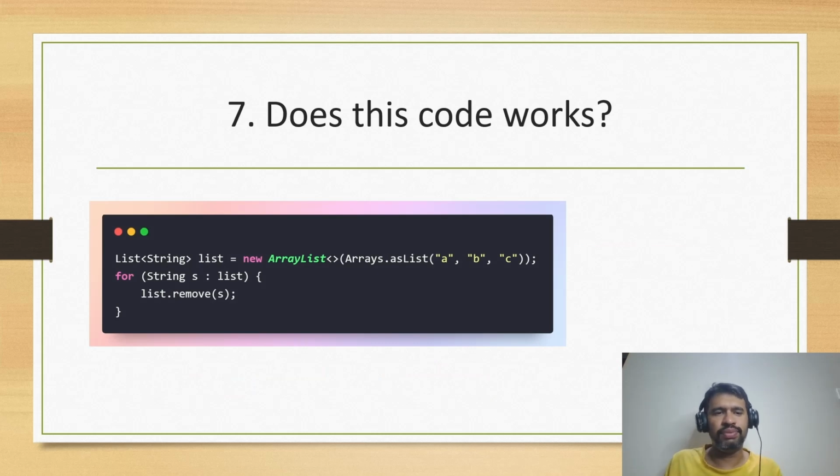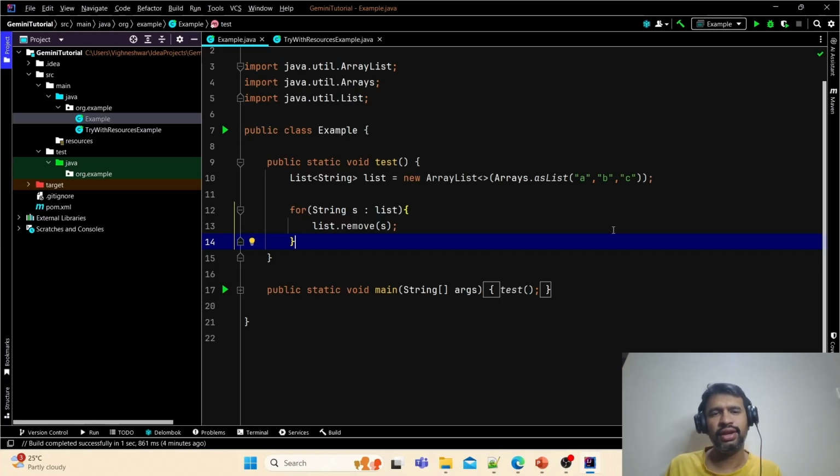So the question is simple here. We have an array list and we are trying to remove the element in the array list. So let's try to see how it works. Let's go to the IDE and let's try to understand more about this. So let's try to run and understand this code.